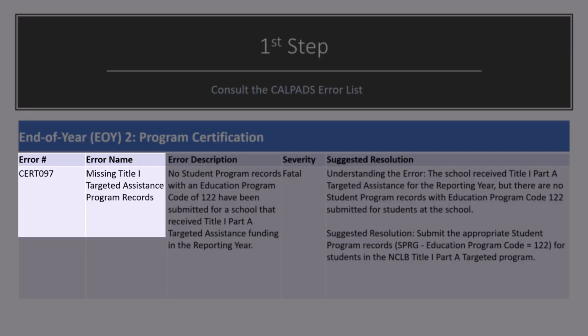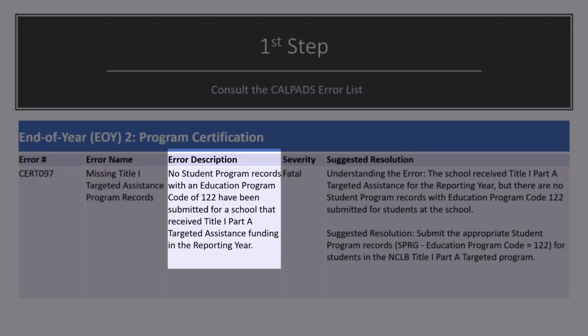The first two columns on the left are the error number and the error name, CERT-97, Missing Title I Targeted Assistance Program Records, and are used strictly for reference. When you're trying to decipher the error list or understand what you need to do to fix the error, you need to read the error description, the suggested resolution, and the fields validated when there are fields validated. So let's look at the error description.